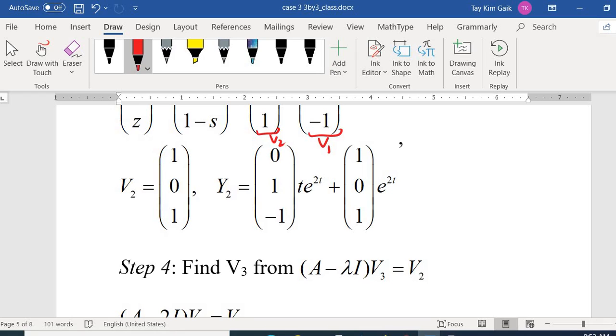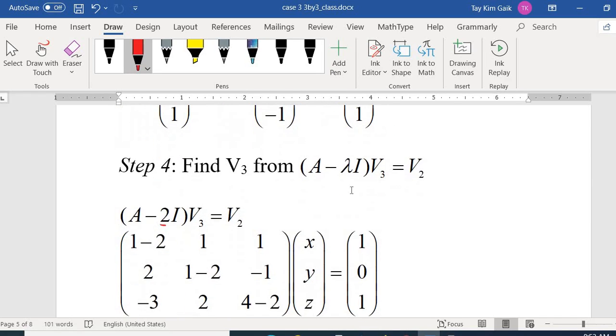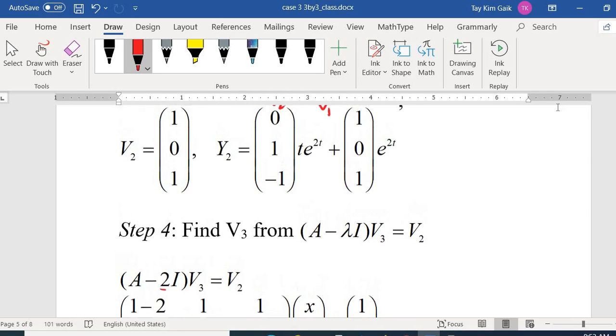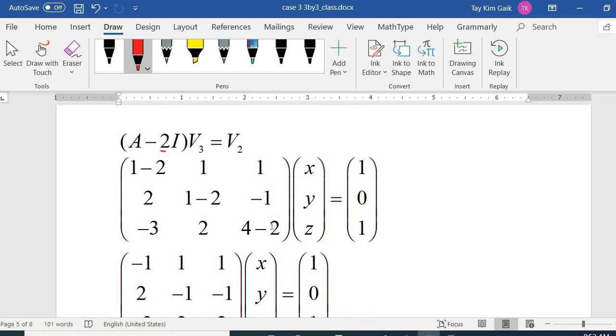Now we are going to find v3, the third eigenvector. The new thing is (A minus lambda I) v3 equal to v2, so the v2 that you obtain in step number 3: 1, 0, 1. The left side is the same as step 2 and step 3, because we have the same eigenvalue, 2. So this part is v2.